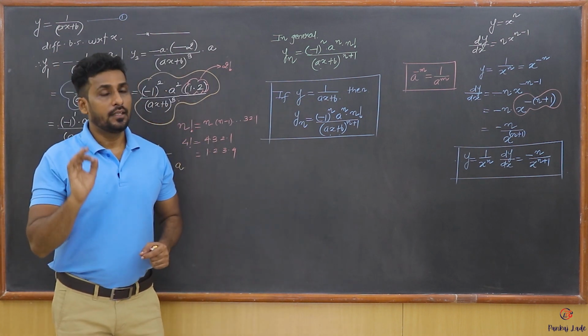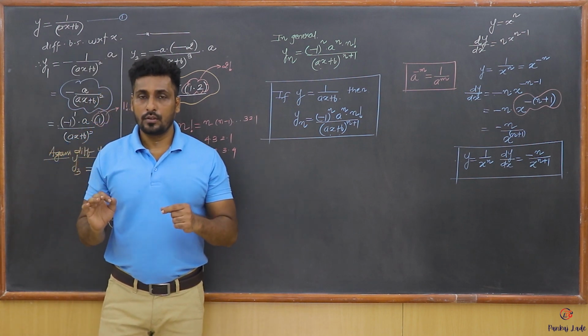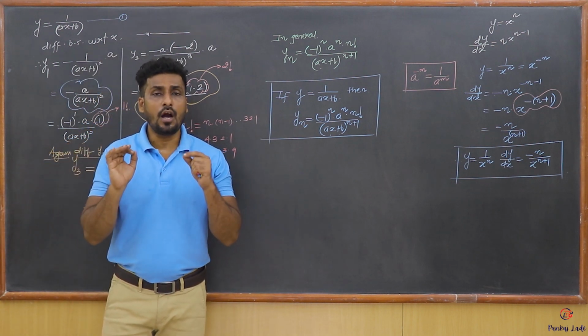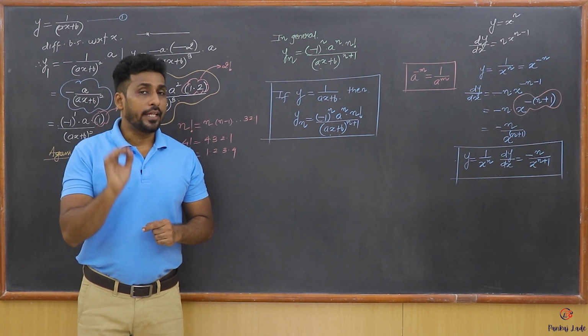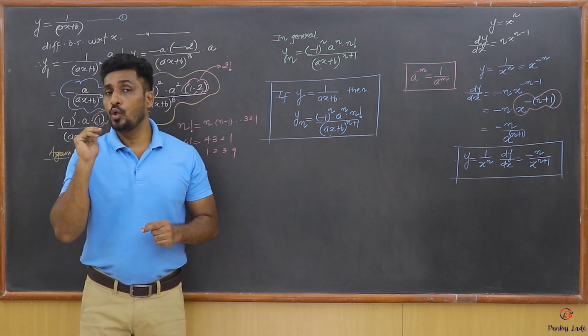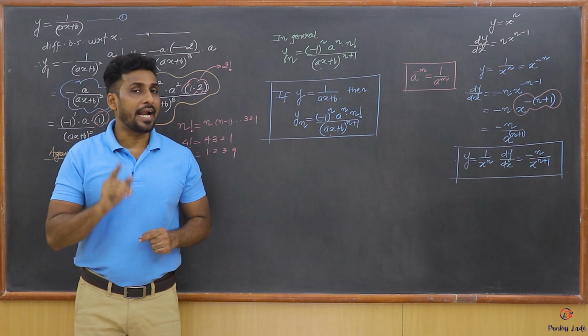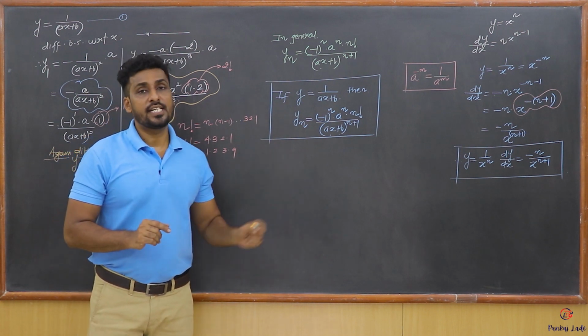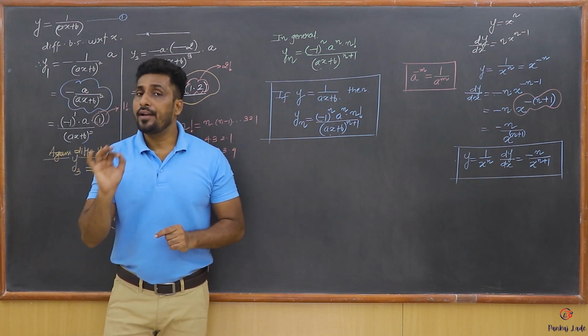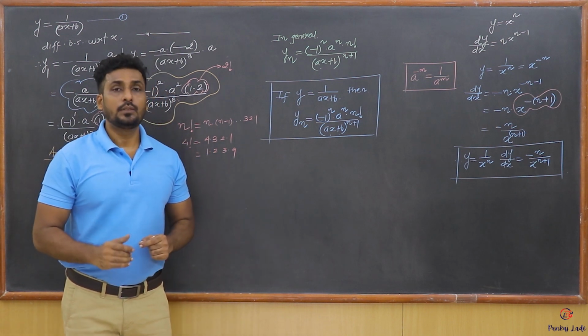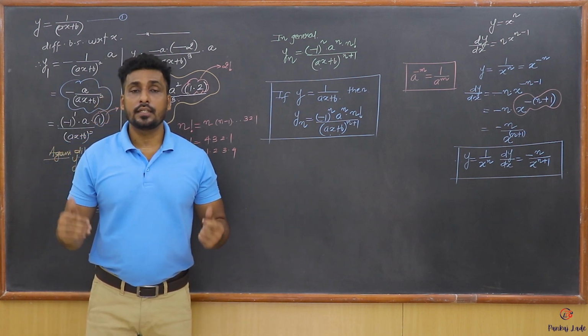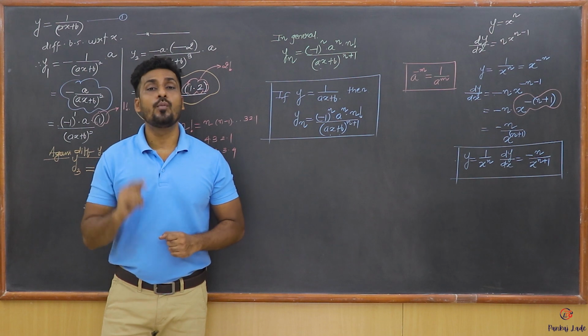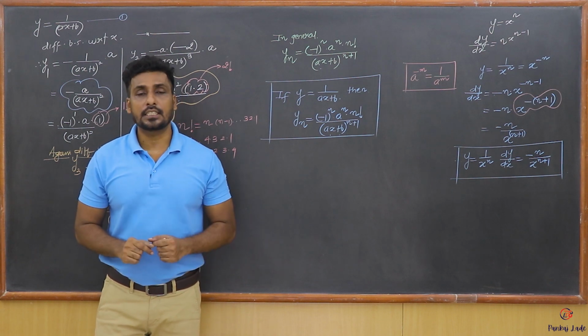So students, in this particular video, we have understood how to find the nth order derivative of y is equal to 1 upon ax plus b, and the formula has come -1 raised to n, a raised to n into n factorial upon ax plus b raised to n plus 1. So students, that was all about this particular standard form. Now let's proceed ahead with the next standard form.